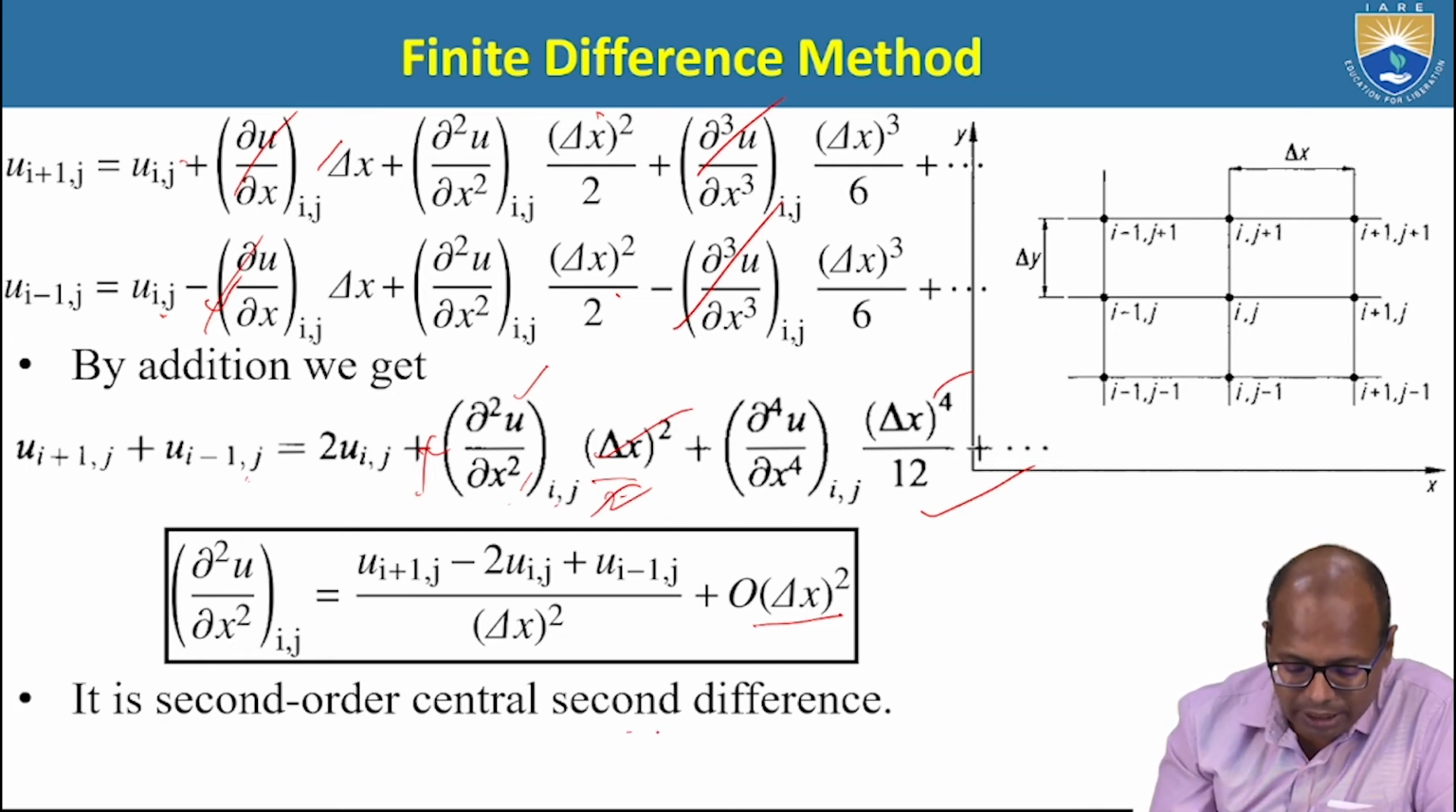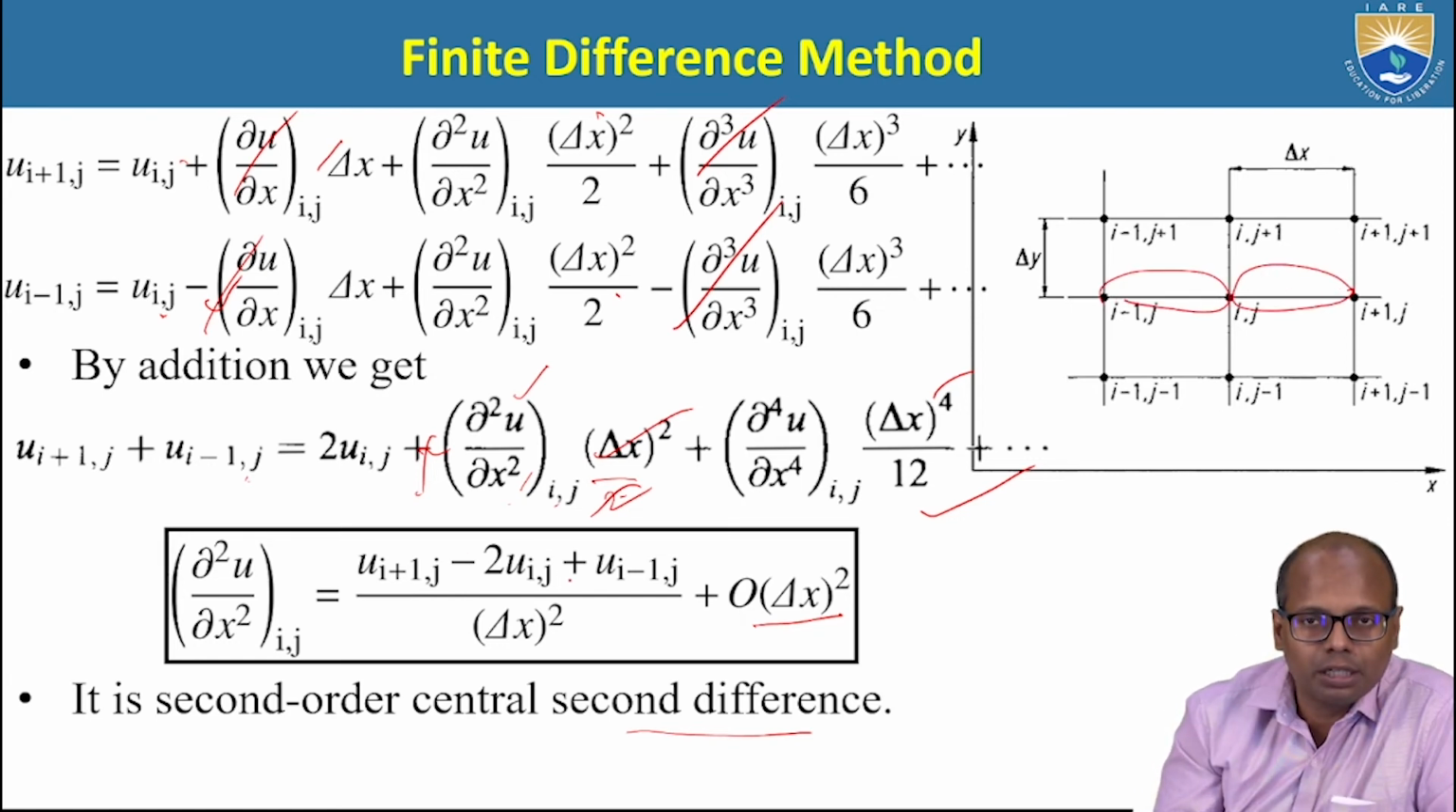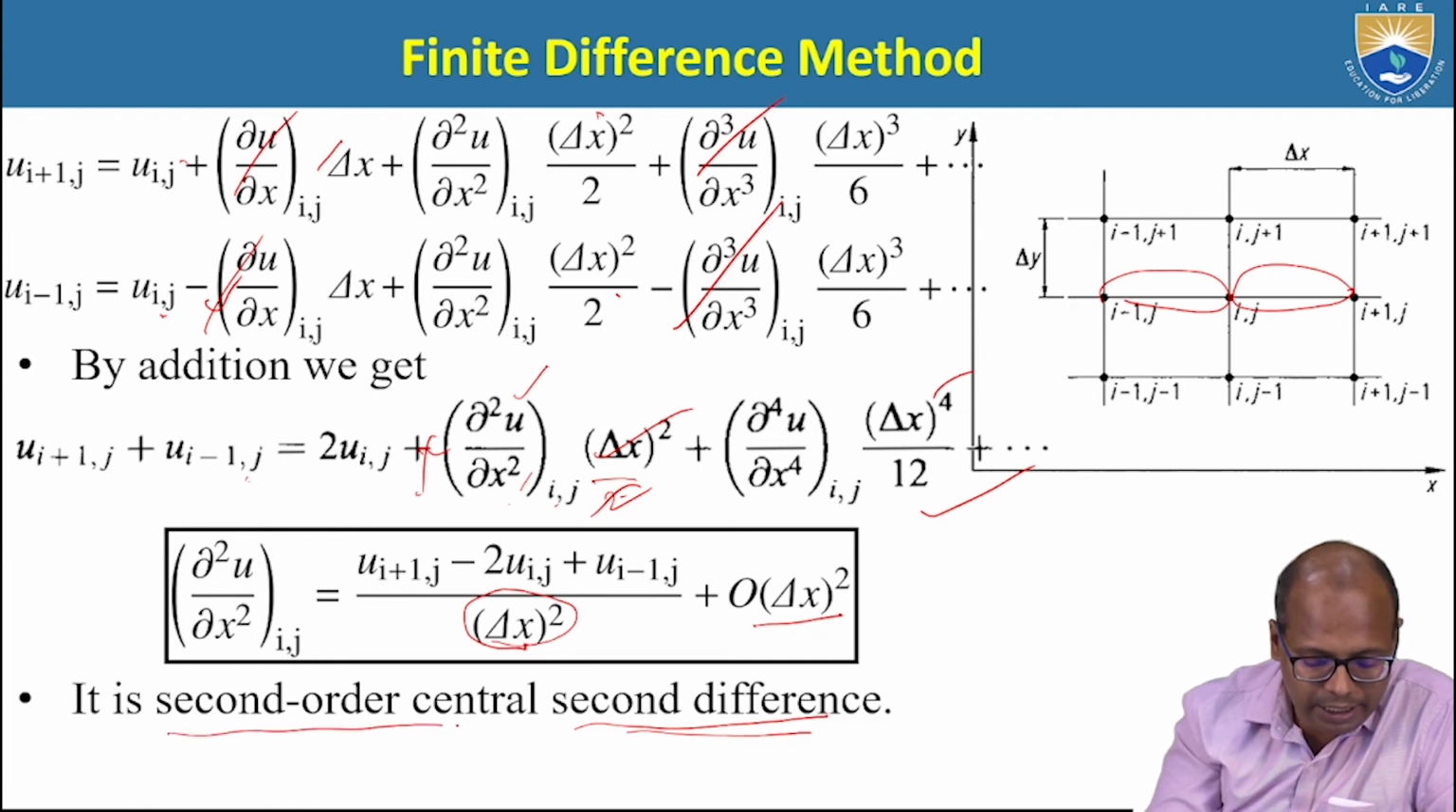Why are we saying central second difference? The difference between these two and the difference between these two are both there here. So if I use the difference between these two and the difference between these two, it becomes the second difference. Since we have two differences, we are dividing by delta x square. So it is called second order, because the order of accuracy is delta x square.